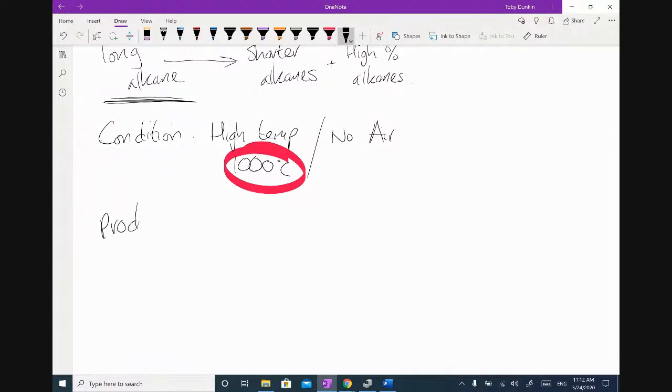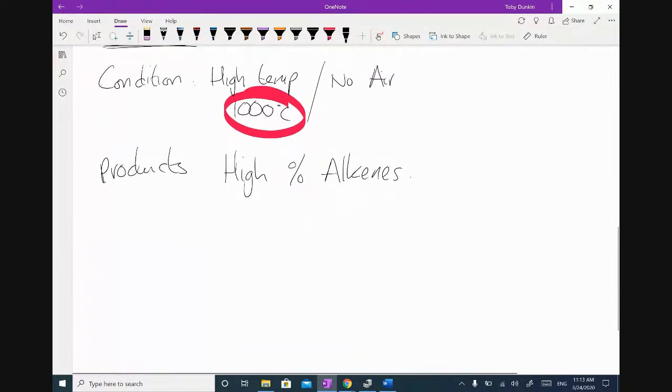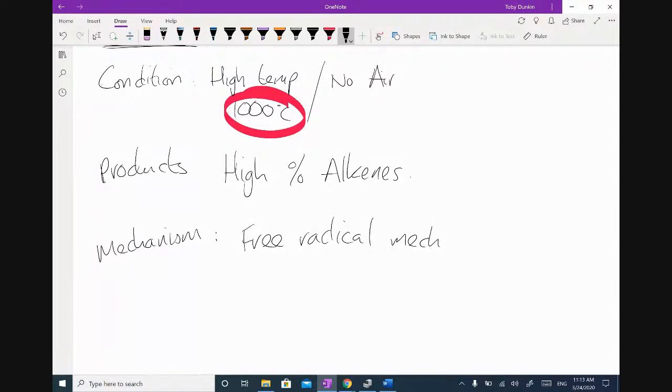Next, products: a high percentage of alkenes, and the mechanism is what's said to be homolytic fission, or a free radical mechanism. I'm going to show you what this is because you do have to know this one.